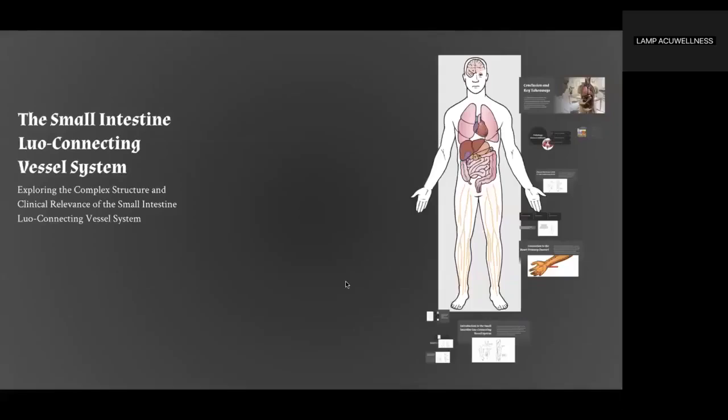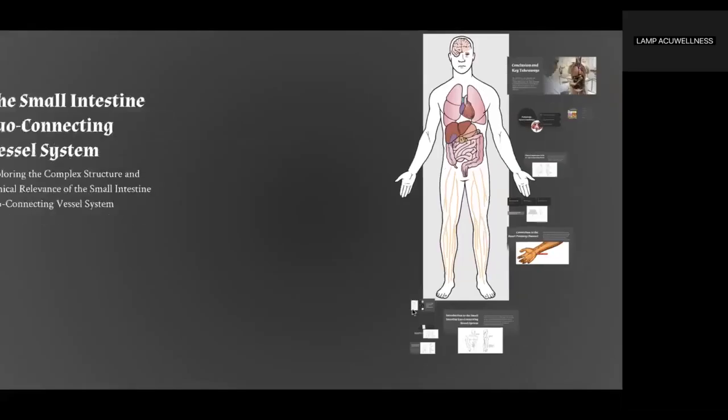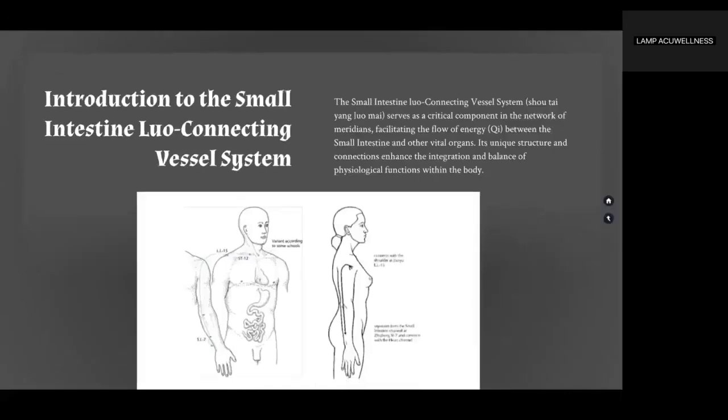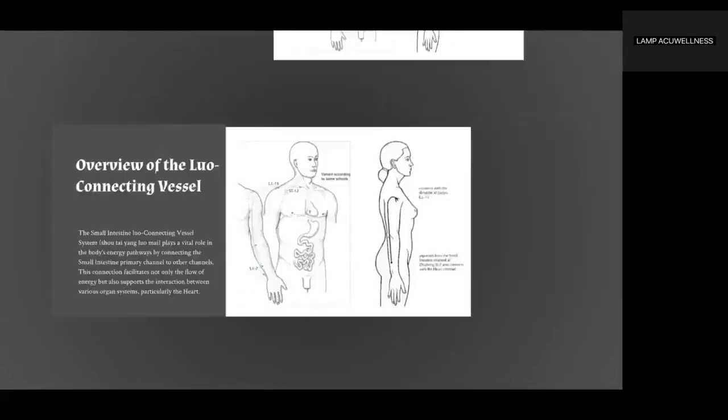The small intestine Luo-Connecting Vessel system, exploring the complex structure and clinical relevance of the small intestine Luo-Connecting Vessel system. The small intestine Luo-Connecting Vessel system serves as a critical component in the network of meridians, facilitating the flow of energy between the small intestine and other vital organs. Its unique structure and connections enhance the integration and balance of physiological functions within the body.